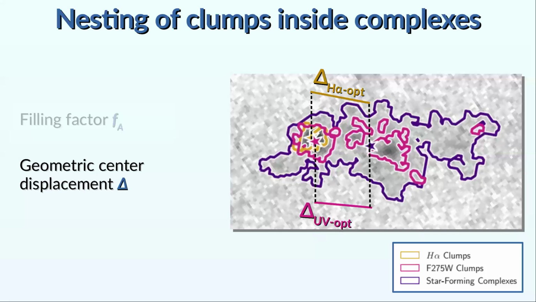The geometric center displacement is essentially the distance from the geometric center of the complex to the center of the brightest UV clump and the H-alpha clump. Of course, if we have only one clump, there is no doubt. And here we expect a larger displacement for the H-alpha, again, because we are tracing only the very young stars that should be forming only on the very side of the complex.